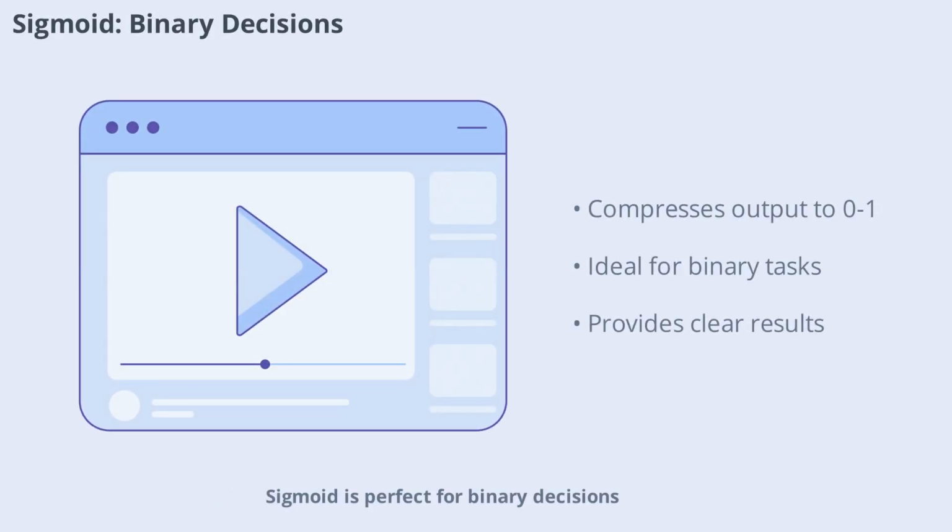Sigmoid is perfect for binary decisions, compressing outputs into a range between 0 and 1. Its S-shaped curve makes it ideal for probability-based tasks, such as determining whether an email is spam or not. By providing clear, interpretable results, Sigmoid helps neural networks make accurate yes-no predictions.